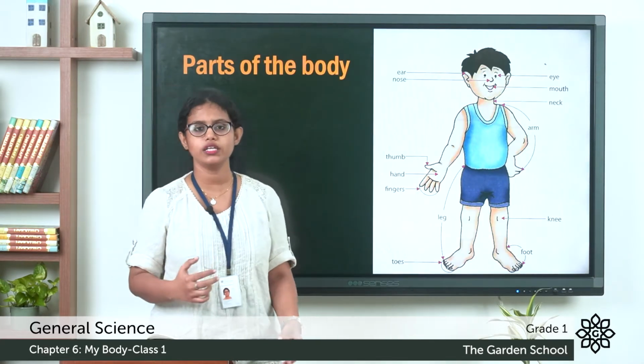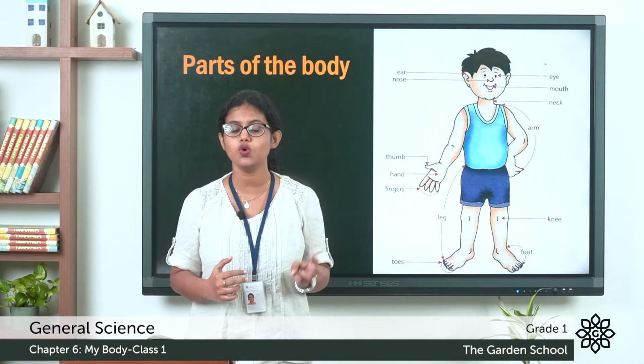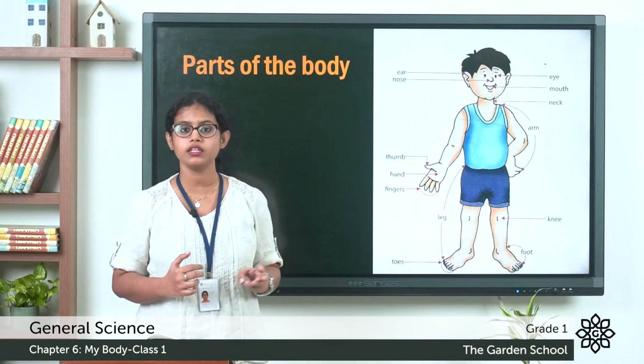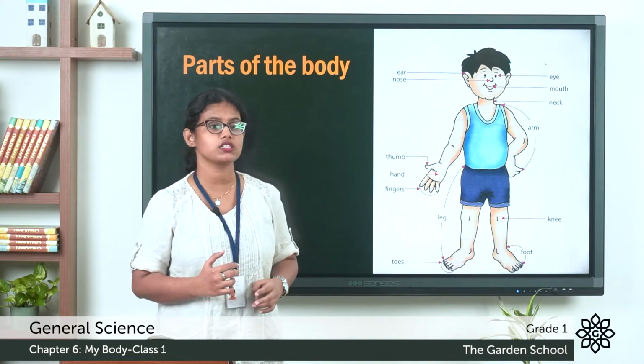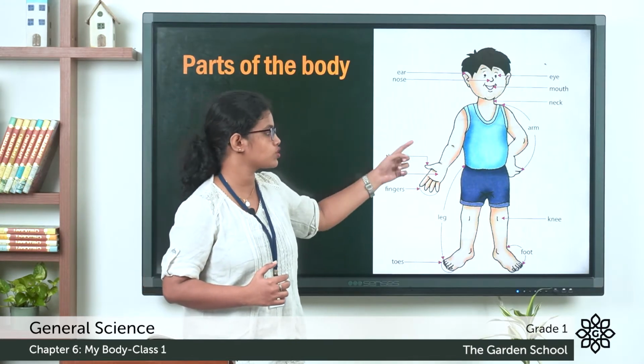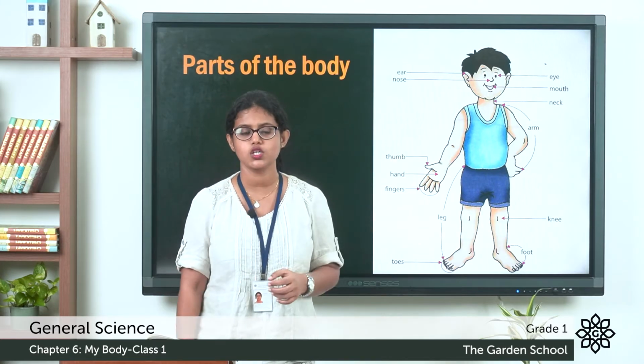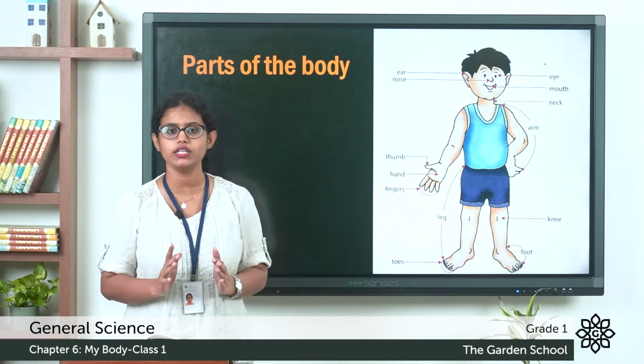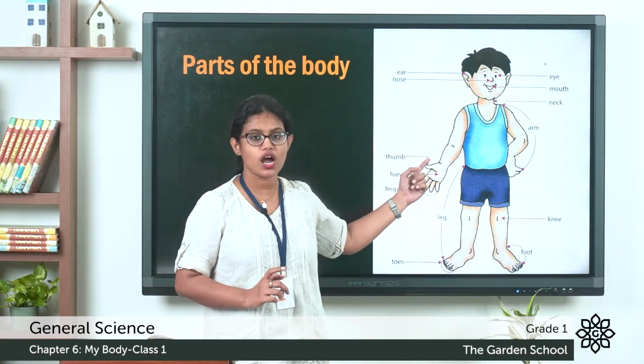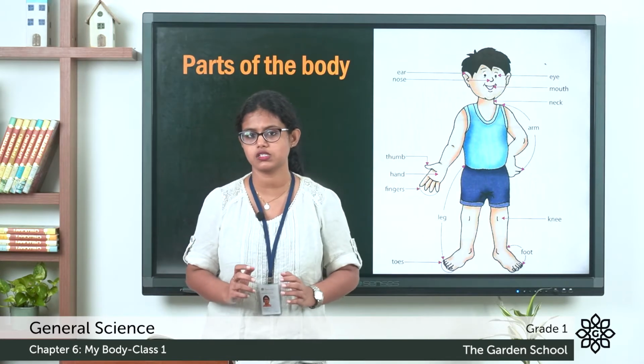So our body is mainly divided into 3 parts. So how many parts? 3 parts. That is the head, the trunk and the limbs. So which are the 3 main parts of the body? Head, trunk and the limbs.